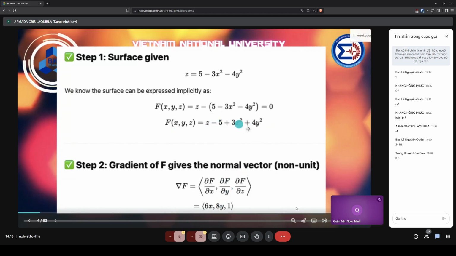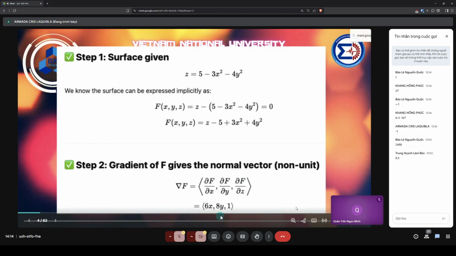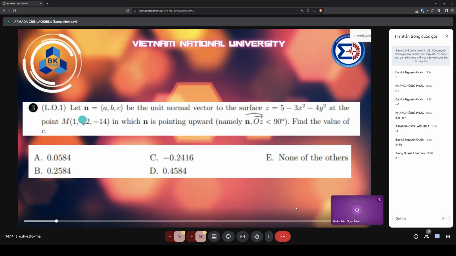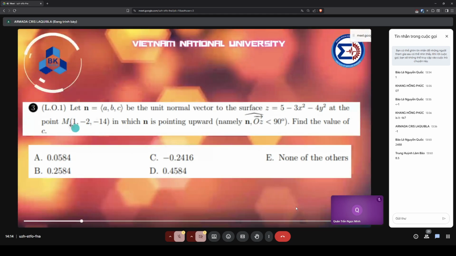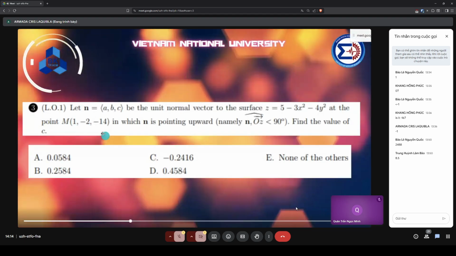Now your partial of f with respect to y. So take the derivative of the 4y squared. It is 8y. Now for the z, we only have this z here. So the derivative of that is 1. So there's 6x, 8y, 1. Now we are given 1 point here, a point 1, -2, -4. So your x here is 1, your y is -2, your z is -14.